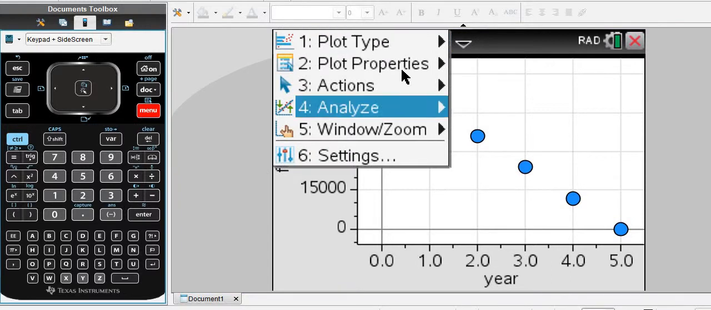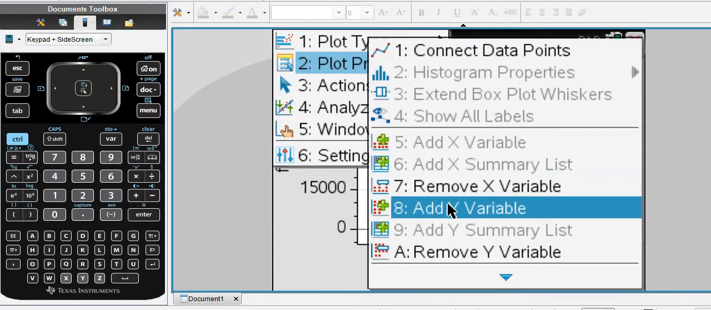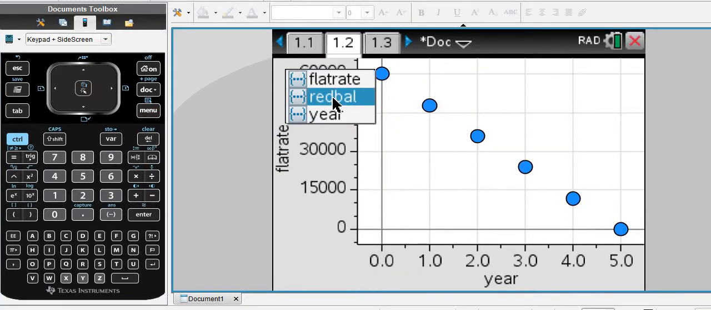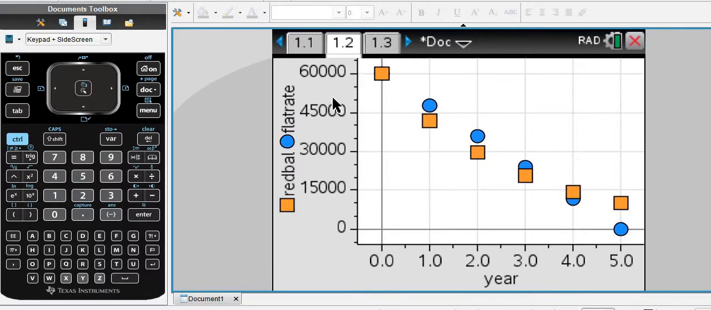I'm going to go menu, plot properties, add y variable. Flat rate's already there, so I'm going to put in reducing balance. Okay. Now the major difference you'll see here is that flat rate, which is the blue dots here, that produces a straight line the whole way down. My reducing balance depreciation does not. Okay, so what happens is you get a curve like this. All right, and that's how you know the difference graphically between reducing balance and flat rate depreciation.